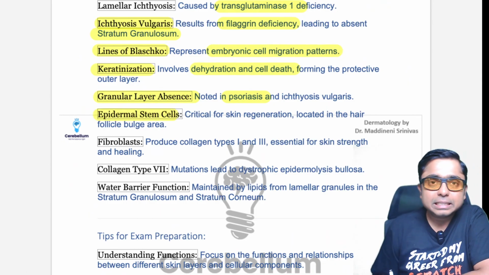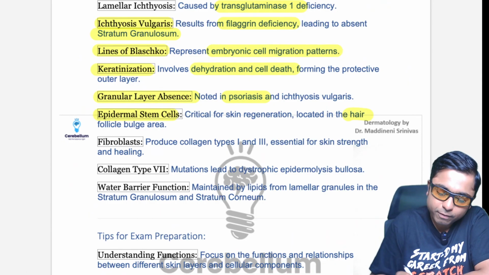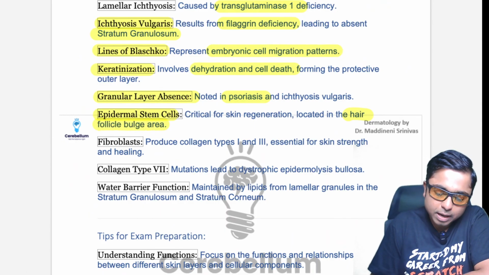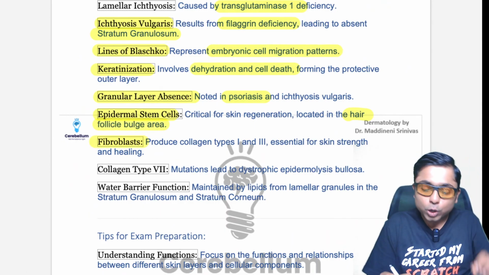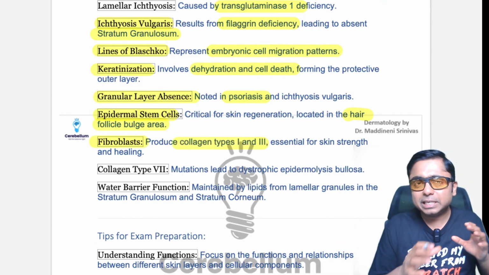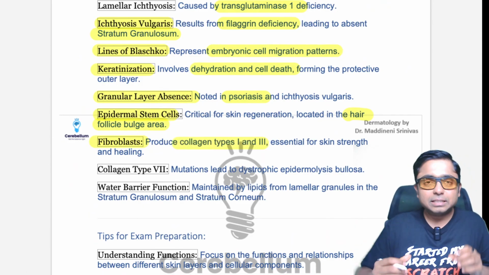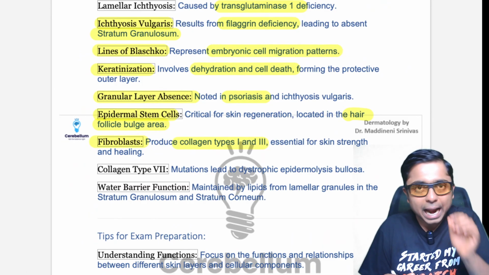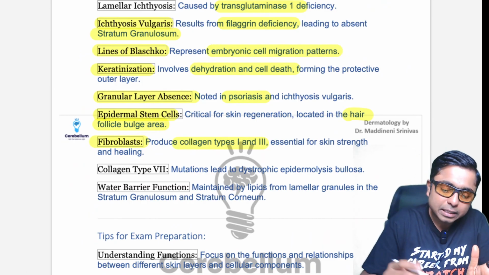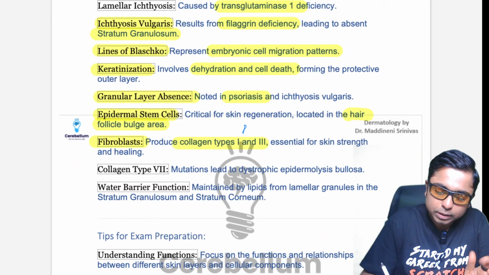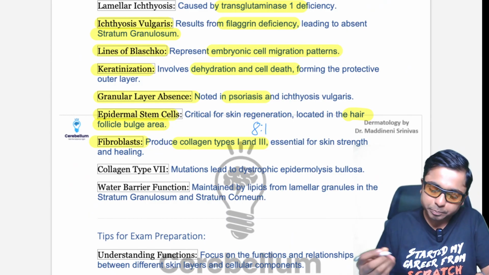Epidermal stem cells, remember, are located in the hair follicle bulge area. Very important point. Fibroblasts are going to produce the collagen. Fibroblasts are present in the dermis, and they are the most abundant cells, and collagen 1 and 3 are present in the dermis in the ratio of 8:1.